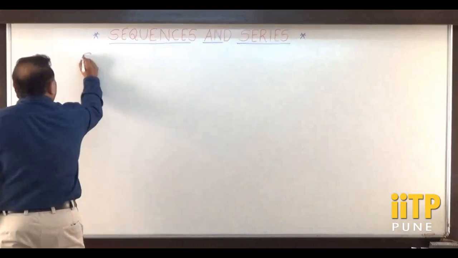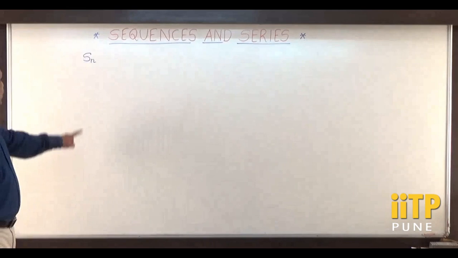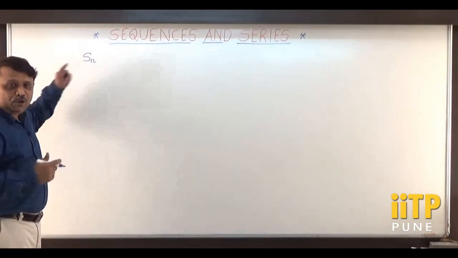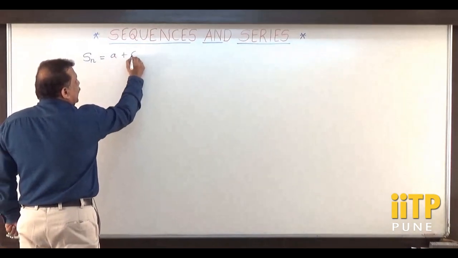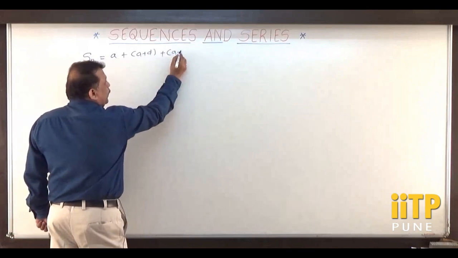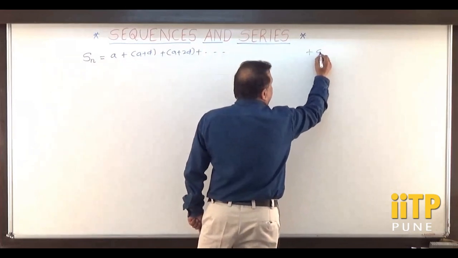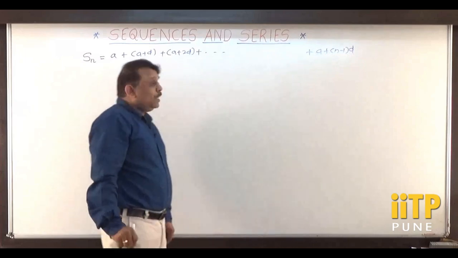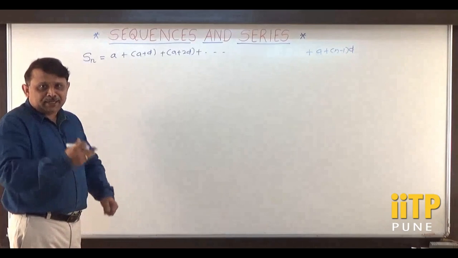So, we know that the notation for the sum of the first n terms is Sn, S for sum, n for number of terms. So, first n terms of AP means what? A plus D. This is the first term, this is the second term. A plus 2D, dot, dot, dot. Somewhere here you are writing A plus n minus 1 into D. This is the nth term. So, this sum I want to add to write a single term.